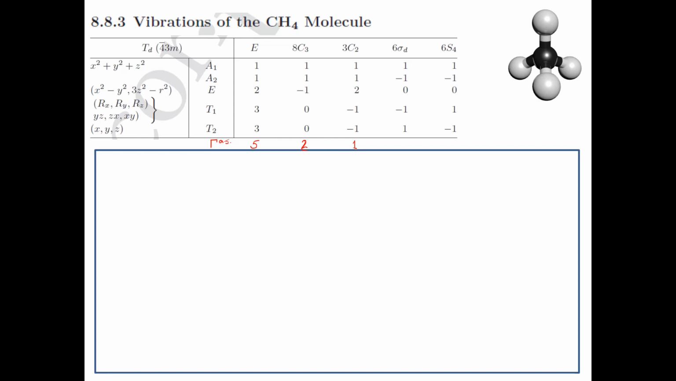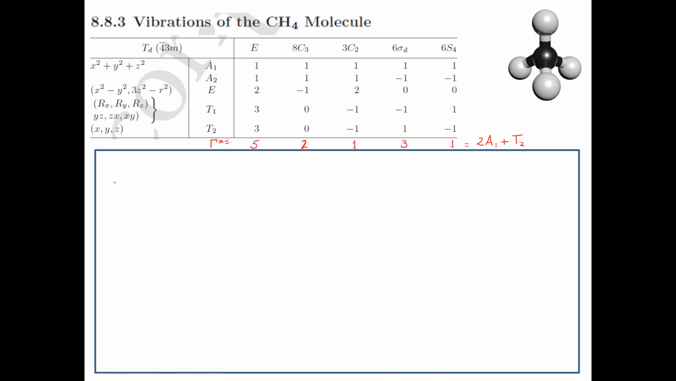And for sigma d, 3 atoms, the carbon and 2 of the hydrogen atoms, are invariant. So this is 3. And for S4, only the carbon atom is invariant. So this is 1. And you can decompose into irreducible representations of the group. I will let you figure that out, but the final answer is 2A1 plus T2.